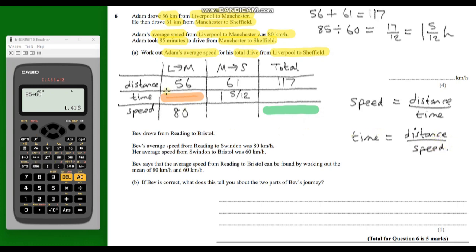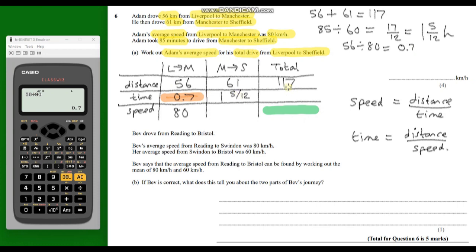So I'm just going to put this into the calculator. To do this, I'm going to do 56 divided by 80, and that gives me 7 over 10, or 0.7. And remember that is in hours, so that's going to be 0.7 hours.